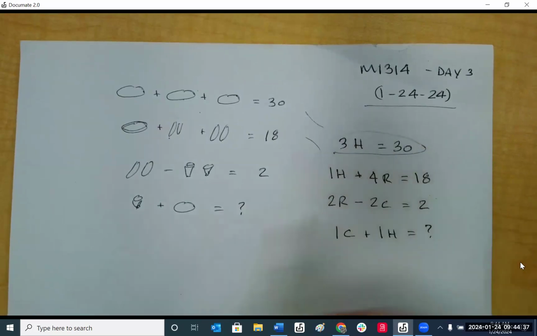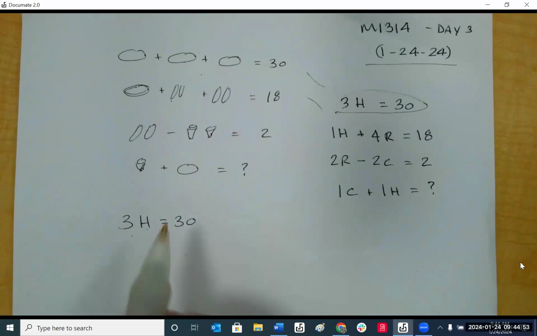So 3 times H equals 30. What does H equal? 10. Because we're trying to get H by itself. How are they connected? What operation is connecting them? Multiplication. So what's opposite of multiplication? Division. So I divide by 3 on both sides. So each hamburger, each H, is worth 10.